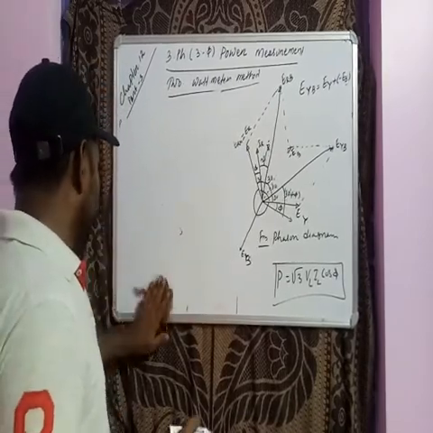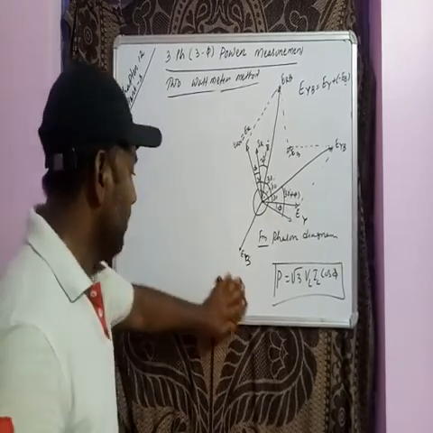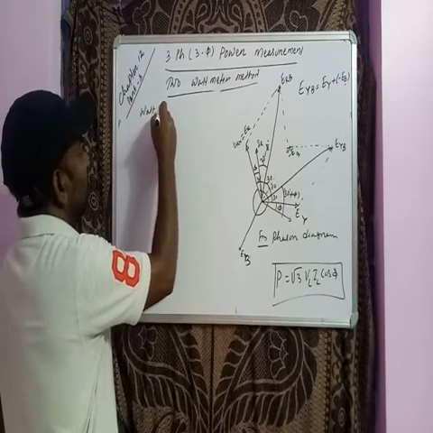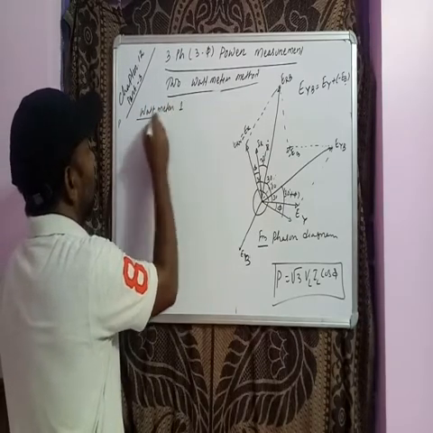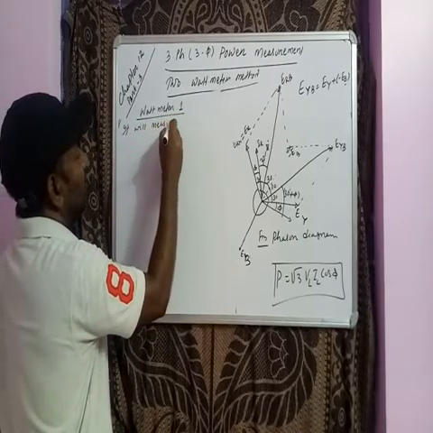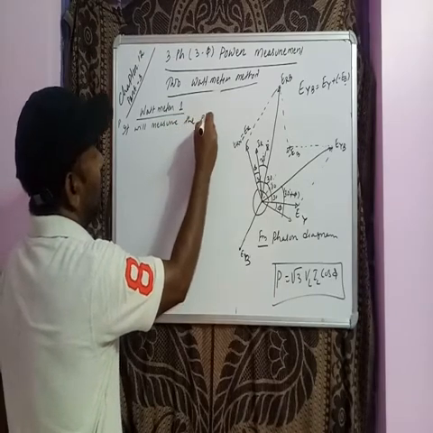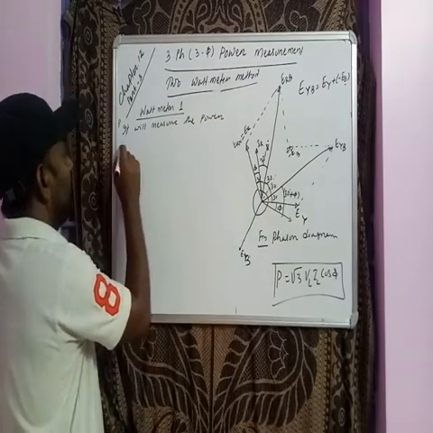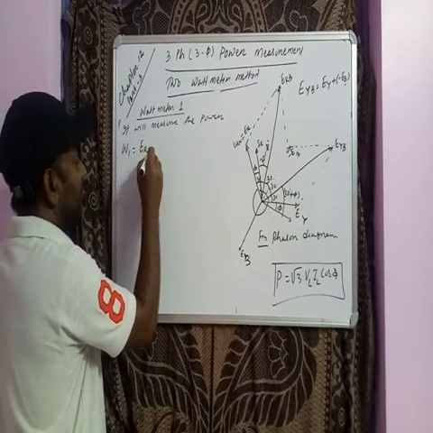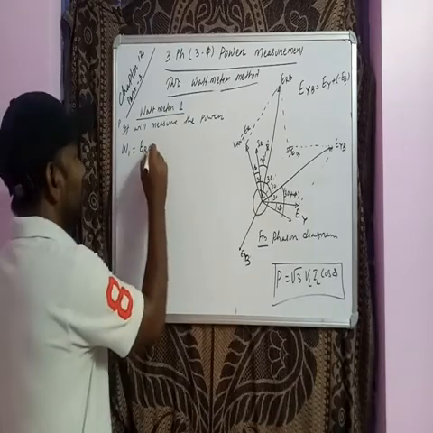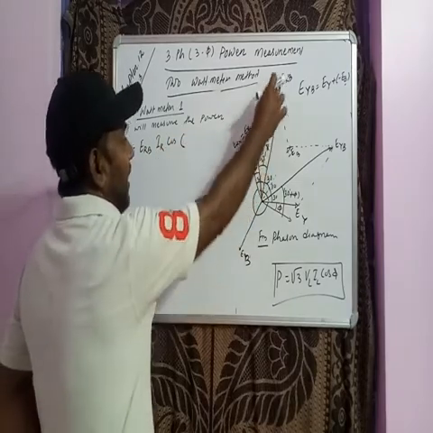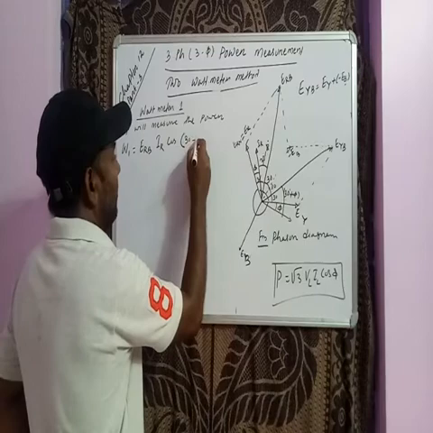We'll go for the phasor diagram only, and from the phasor diagram we'll try to find it. So W1, wattmeter 1, it will measure the power, that is what? W1, it will measure voltage ERB, potential difference between R and B, into IR, current, and cosine angle between IR and ERB, that is 30 degree minus phi.